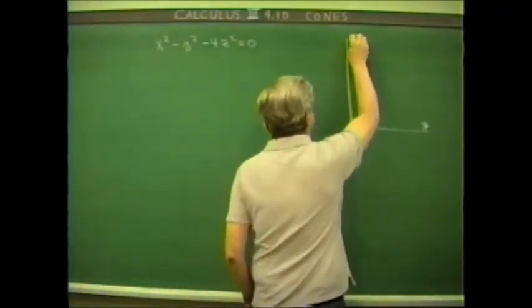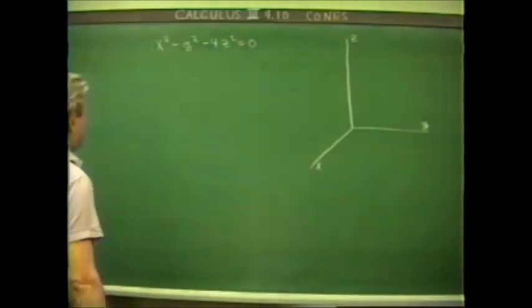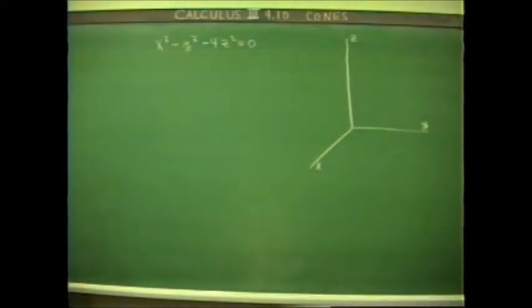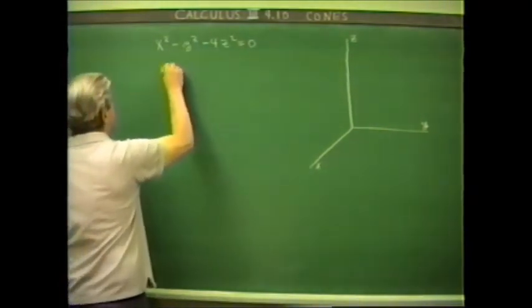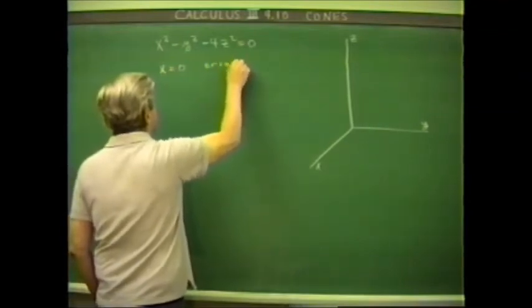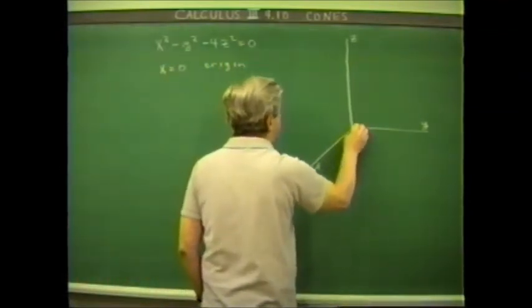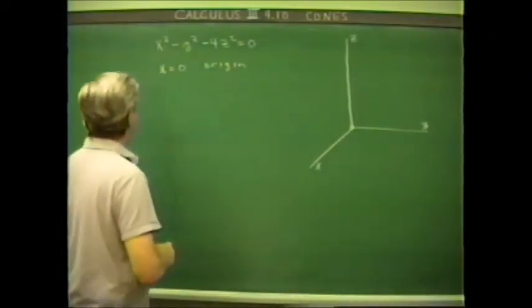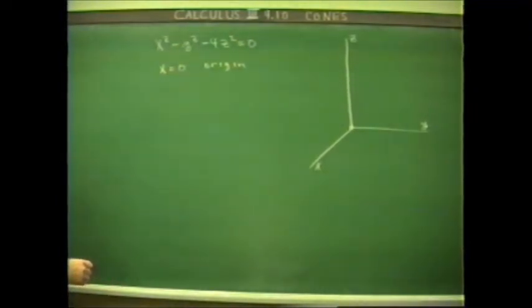Let's take a look at the traces in the graph. What happens here? If we let x equal 0, we get a single point, namely the origin. So the origin is on this graph, and it's going to be the only point on the yz plane.